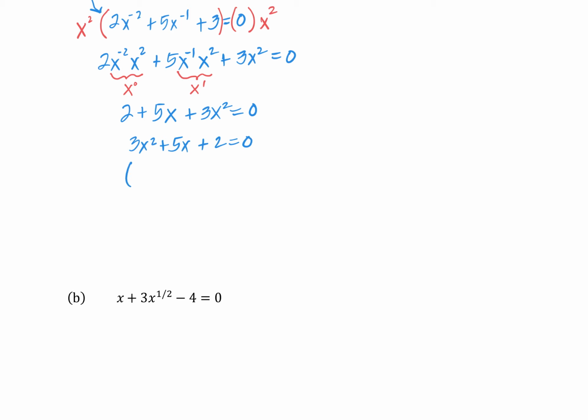So let's see if this does factor. So it should be a 3x and an x.